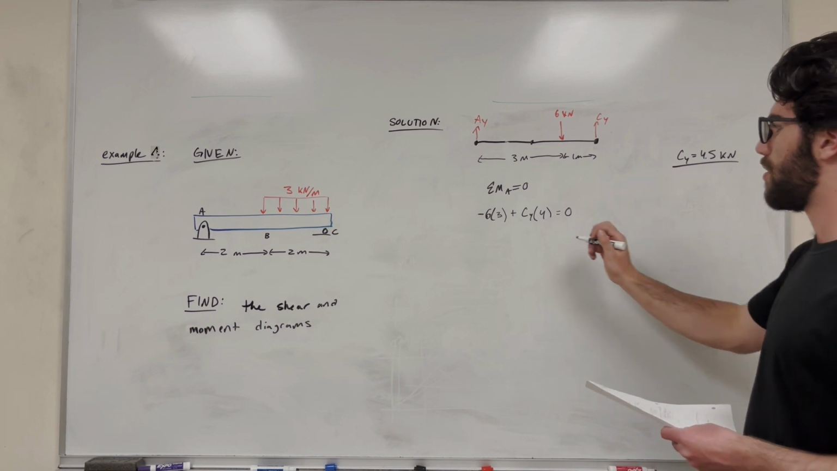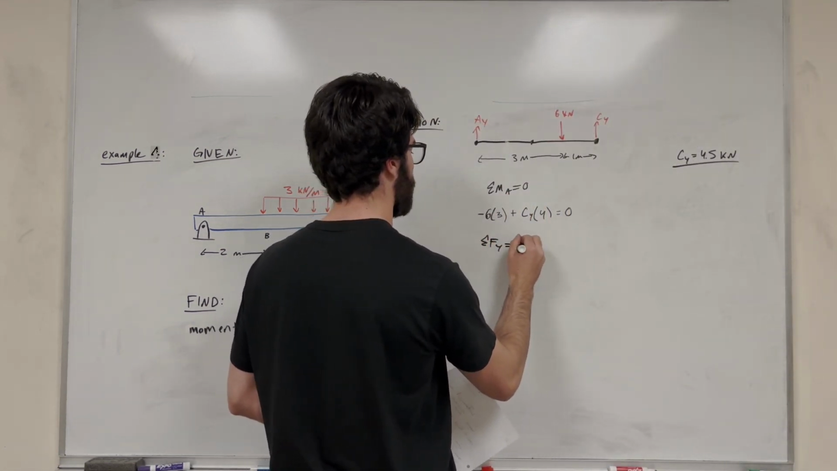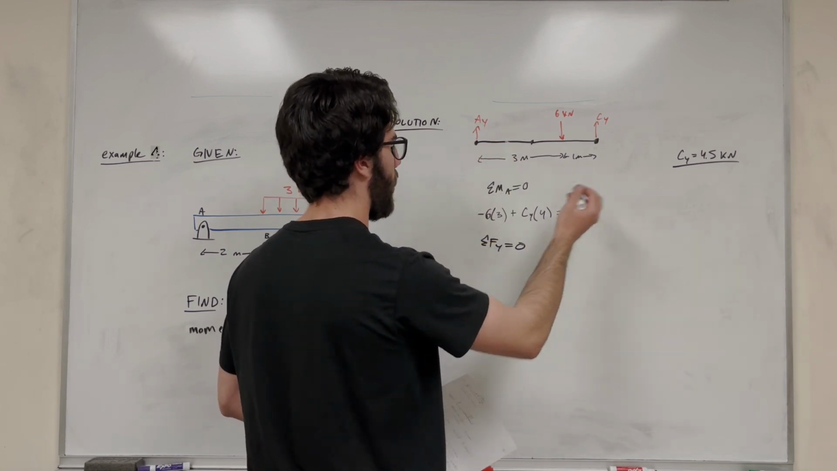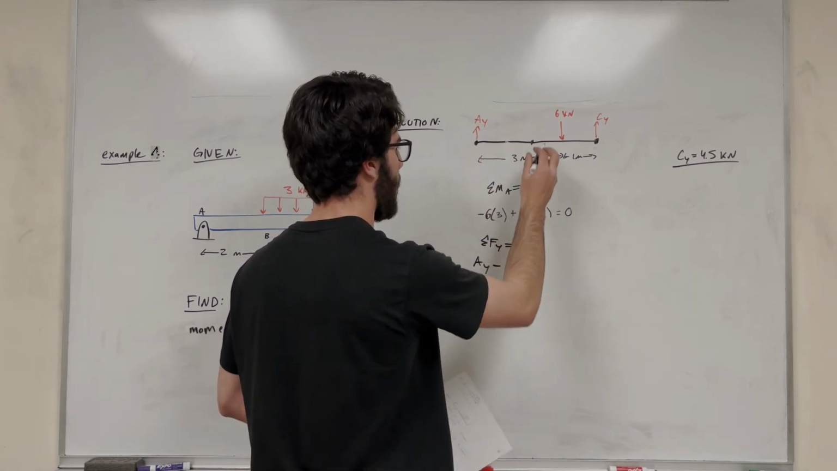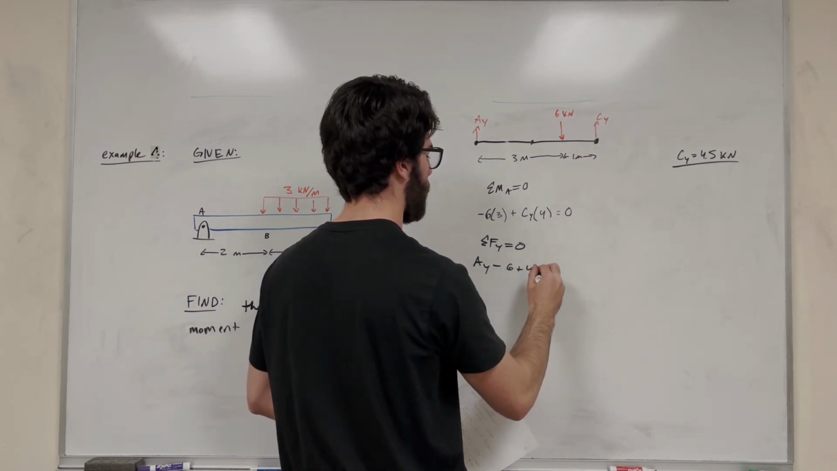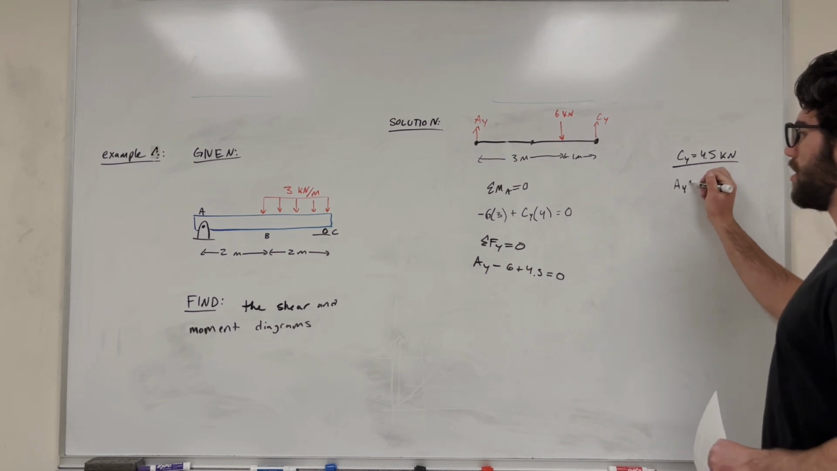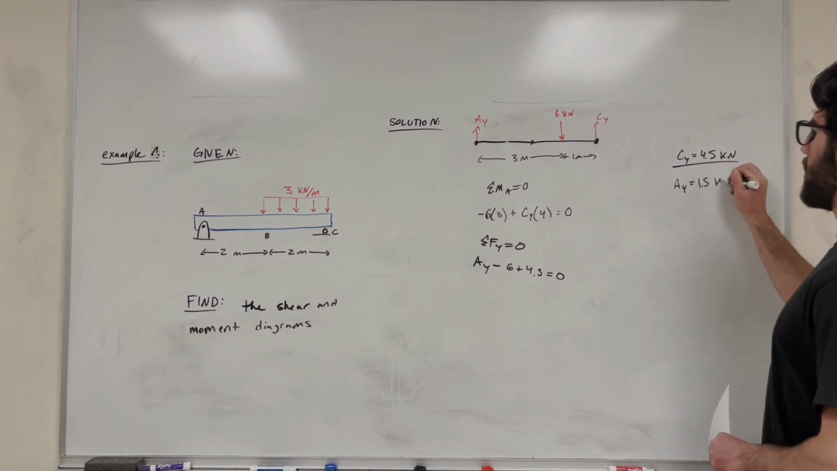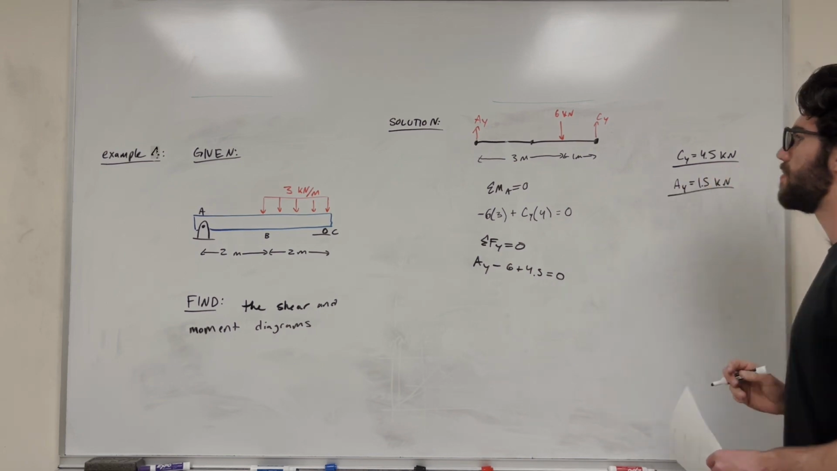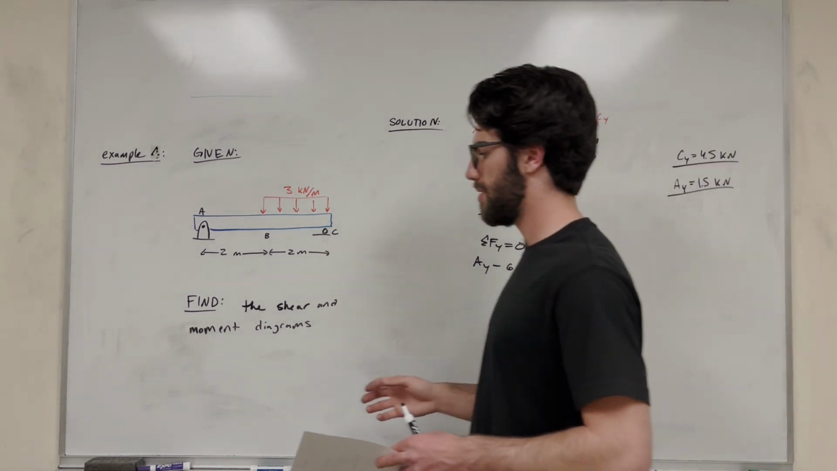And then if we do sum of the forces in the Y, it's equal to 0, right? We're going to have A of Y, which is unknown, minus 6, plus C of Y, which is 4.5, is equal to 0. Solve for A of Y. You get that A of Y is equal to 1.5 kilonewtons. Okay, so we found our unknowns. Now let's go ahead and take our cuts.